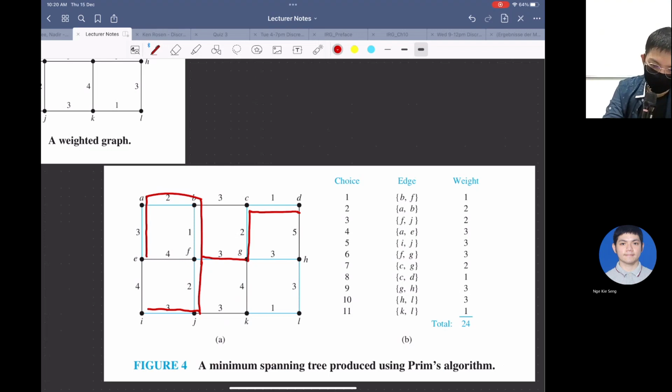Okay. And then what else you can do? You got GH. Okay, yeah. Then do GH because everyone else is either 5, 3, 4, 3. This one cannot. Simple circuit. So pick GH. And then pick HL. And then pick K.